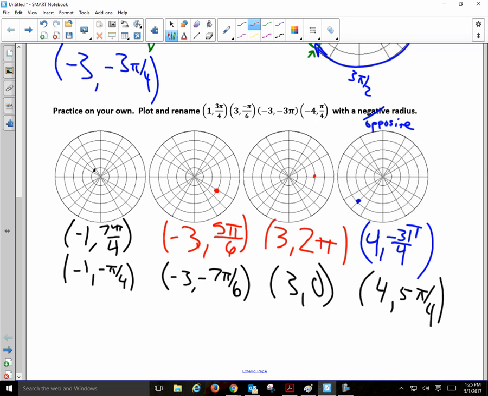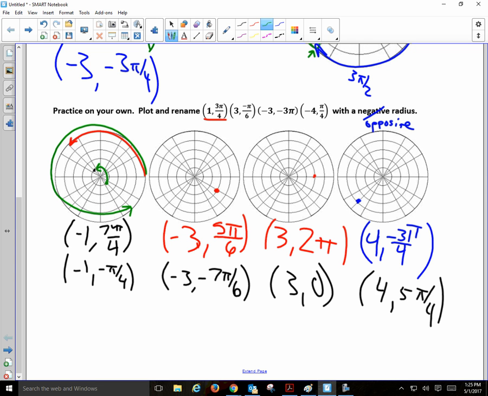Okay, so you're able to plot it correctly. Here's the deal: for the first one, I want to rename this so it has a negative radius, or opposite radius. Look, 3 pi over 4 brings me to right there. So what I want to do is turn and be at the opposite position. Instead of at this spot, I want to be at that spot. Then instead of going 1 unit in that direction, I go 1 unit in the opposite direction.